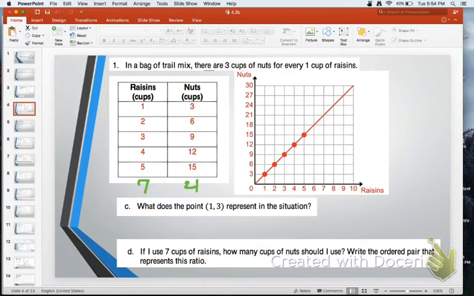So now it wants me to write that as an ordered pair. Just as a reminder, an ordered pair looks like this, with the parentheses, a number, a comma, and a number, and then the closed parentheses, okay? So we're going to write that ourselves, but for our new one that we just came up with. They told us that we were going to have 7, and then we found out that it's 21 cups of nuts. Good. Let's try the next one.